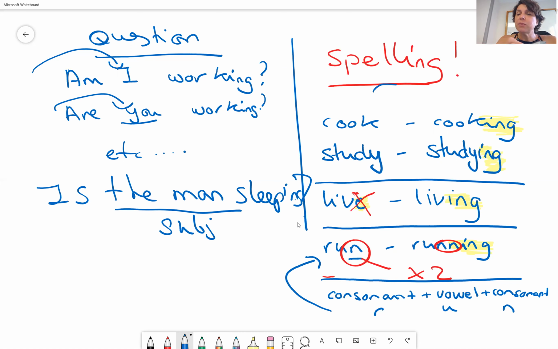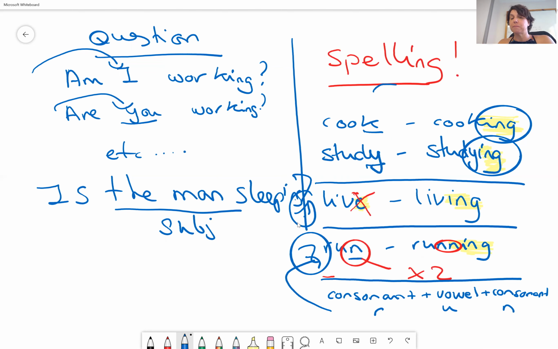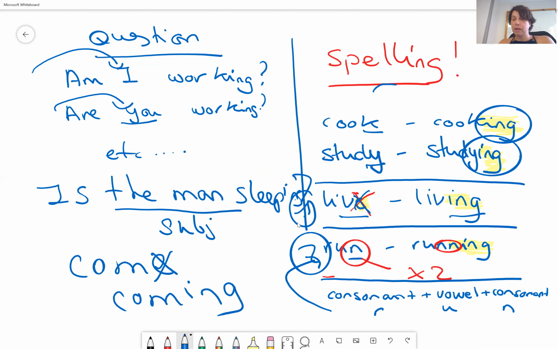With spelling, the same as with simple present, we do have some rules, but basically, just a normal verb, we add ing. Cook, cooking. Study, studying. Here, we don't have to change the Y. We don't touch the Y. It stays the same. But we do have two different possibilities. In the first one, if the verb ends in an E, you take off the E before adding ing. So for example, if we have a verb like come, it would be coming.